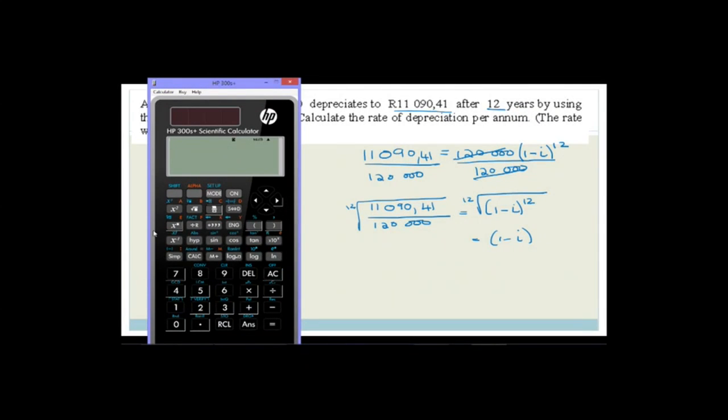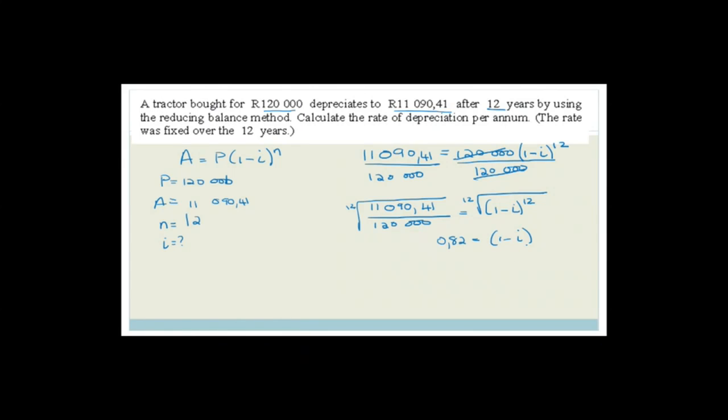So we're going to go clear, and we're going to go shift, and we're going to go 12. We're going to find the 12th root of the fraction, which is 11,090.41 all divided by 120,000 equals 0.82. Okay, 0.82. So therefore, do you agree that minus I is going to be 0.82 minus 1, which is going to be minus 0.18, so minus I is minus 0.18. Therefore, I is going to be 18%. There you go. Not too bad, hey?